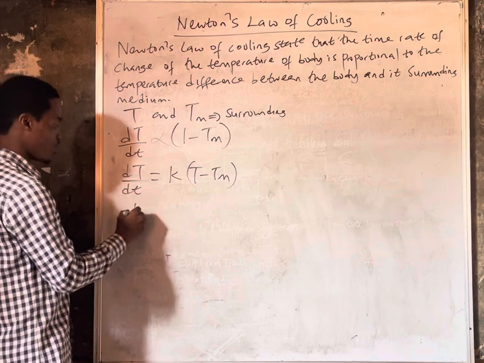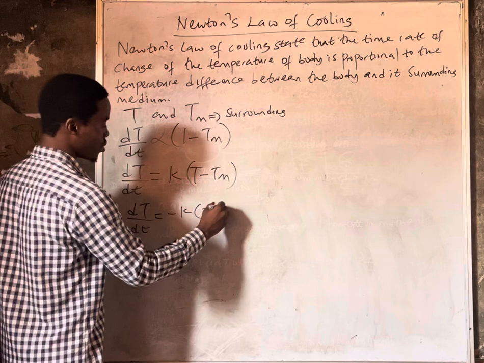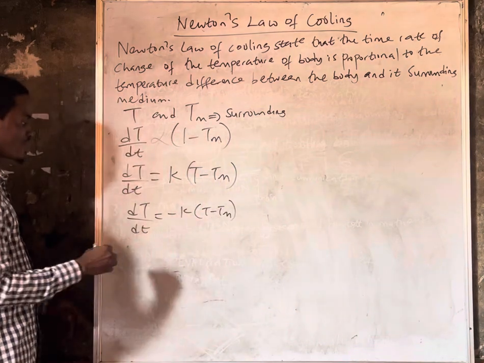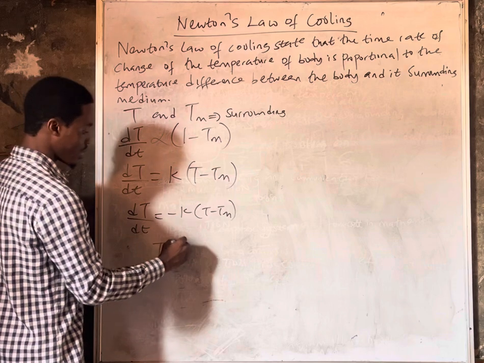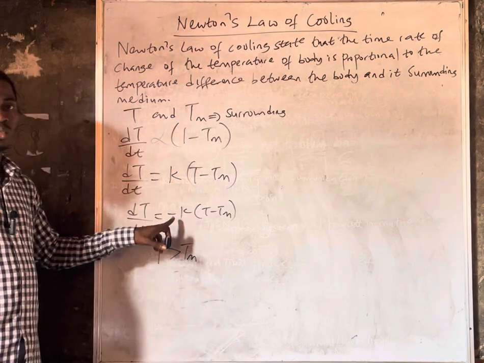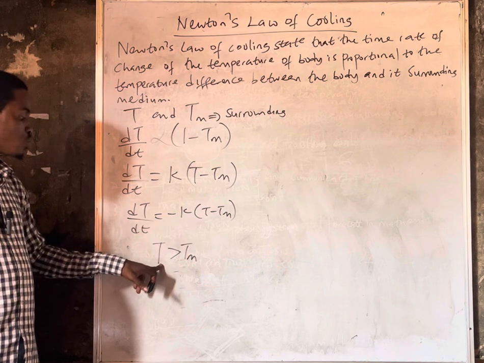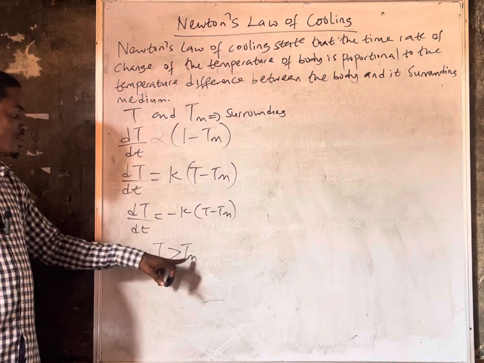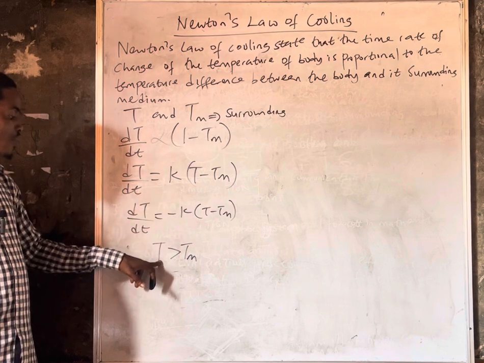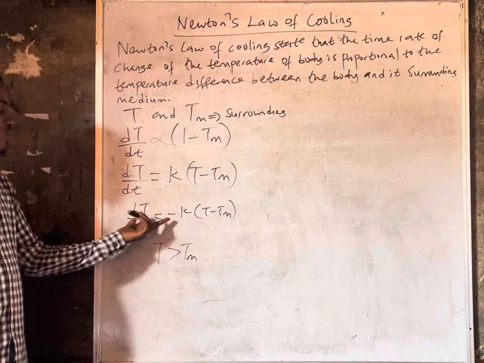So in Newton's law of cooling, we have something like this: minus k(T minus Tm). This implies that our T must be greater than Tm. If our T is greater than Tm, our k will be negative here. But if T is less than Tm, we have a constant k. But in Newton's law of cooling, our T must be greater than Tm, so we now have a negative constant k.